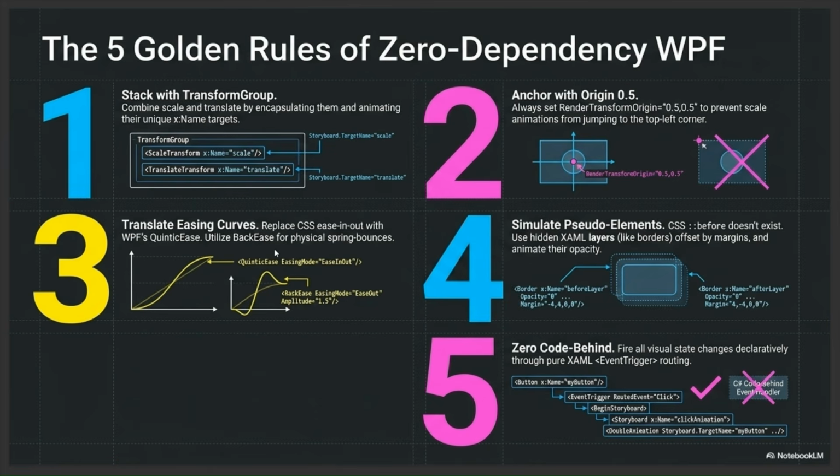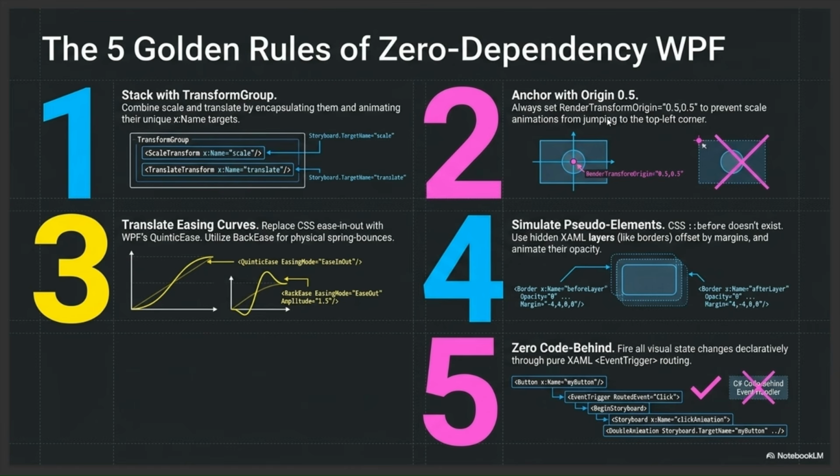No third-party library, no animation framework, just the platform doing what it is built to do. 5 takeaways from today's video. One: when you need to scale and translate one element, put both inside a transform group and give each a name. Storyboards target the name, not the element.